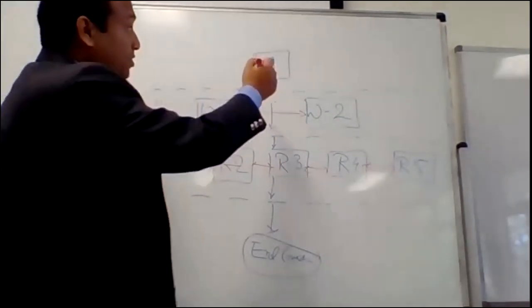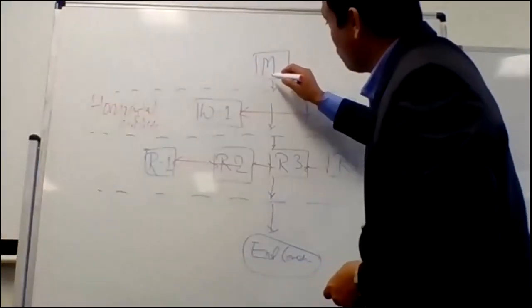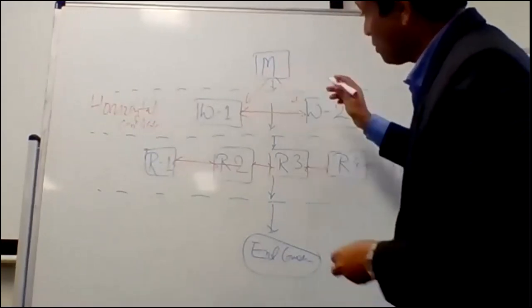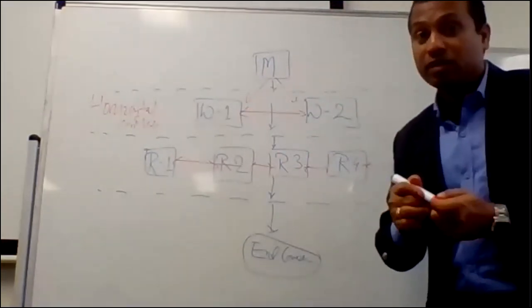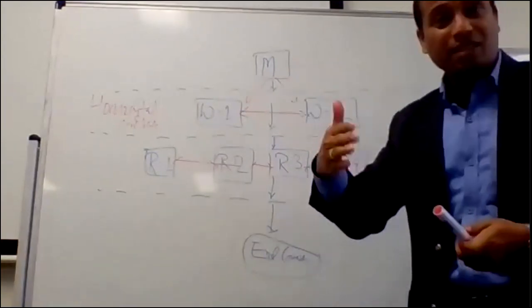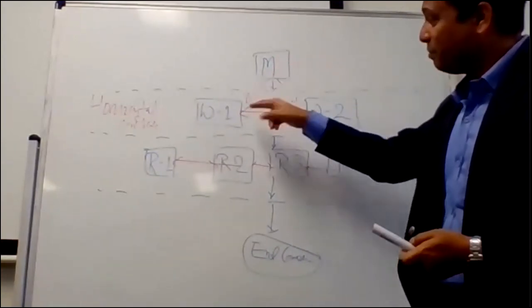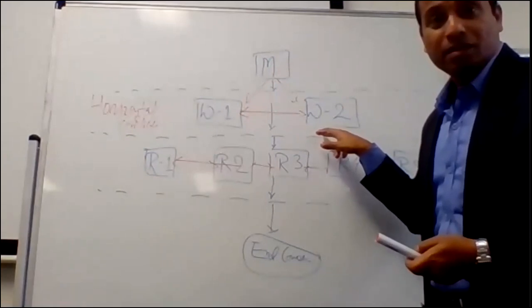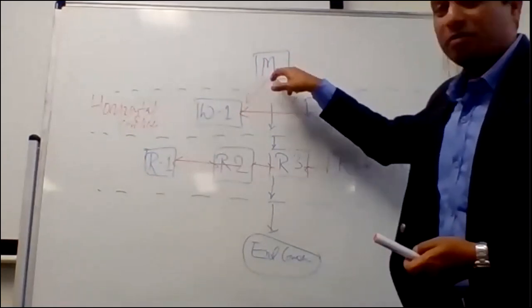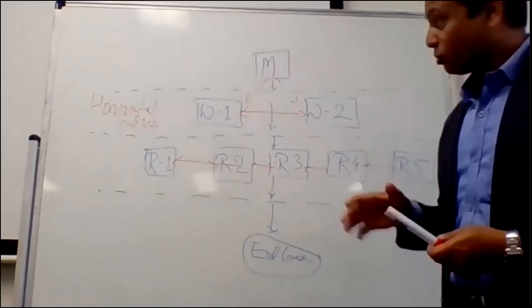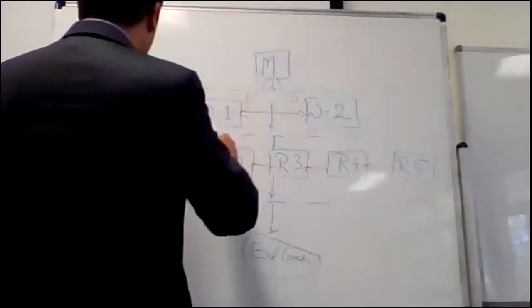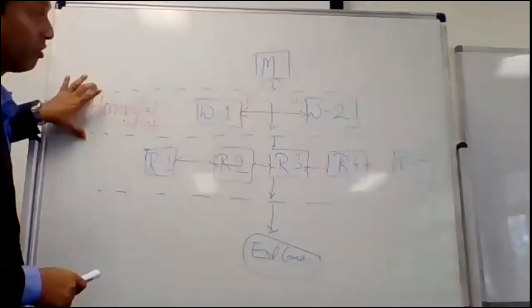So as a manufacturer, you need to resolve the conflict between distributor 1 and distributor 2. Otherwise, it will hamper your business, right? If they are in conflict, ultimately your productivity, your performance in the market will go down. So that is the importance. That is the concept of horizontal conflict here.